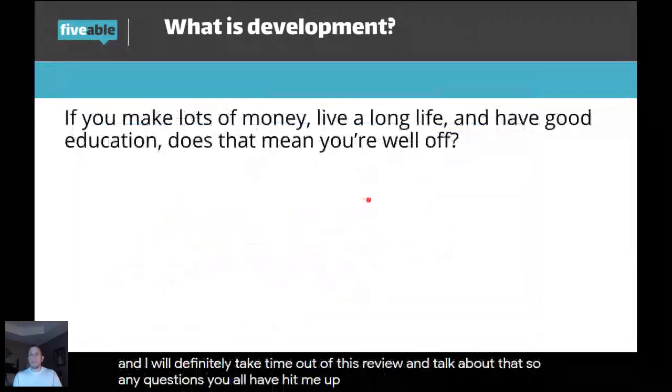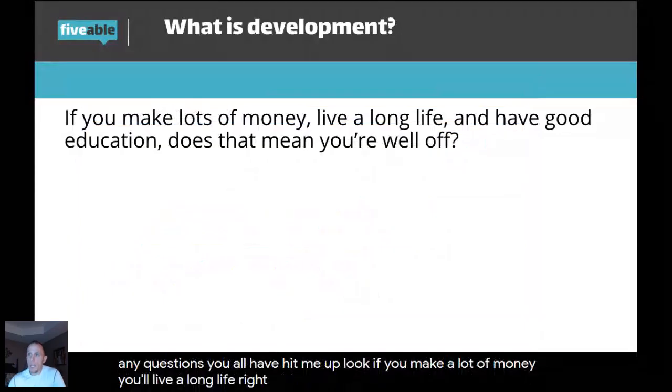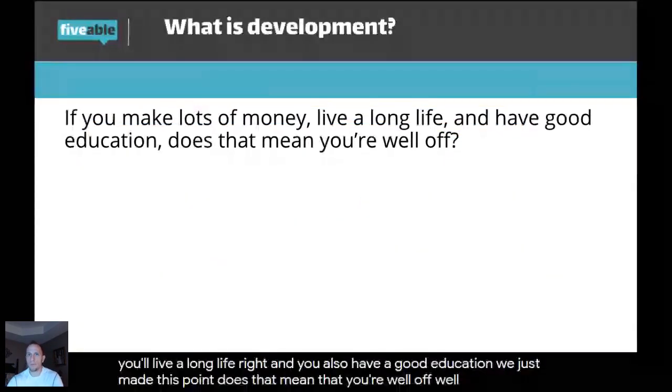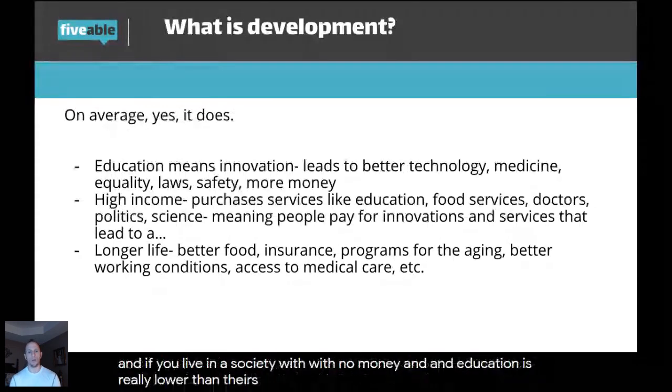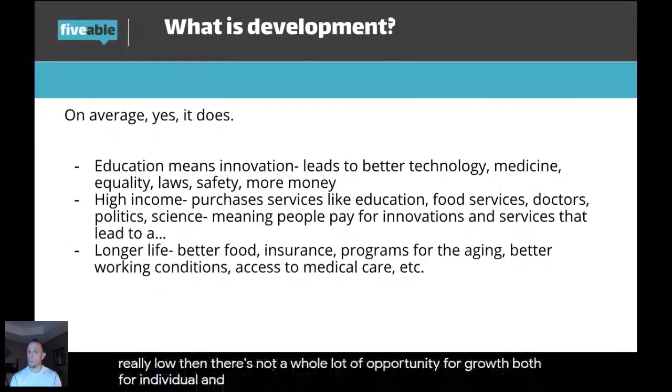All right, if you make a lot of money, you live a long life, right? And you also have a good education. We just made this point. Does that mean that you're well off? Well, usually I'd say it does, right? At least compared to people who don't have any money. And if you live in a society with no money and education is really low, then there's not a whole lot of opportunity for growth, both for individual and familial growth, as well as for your society as a whole.